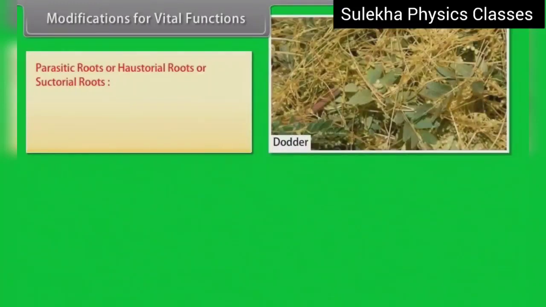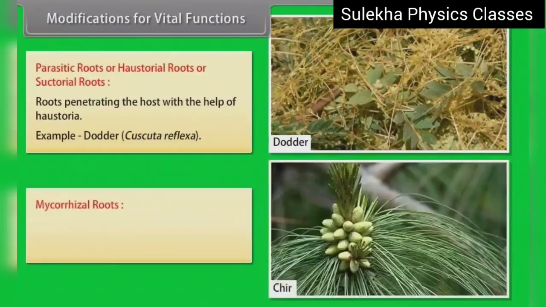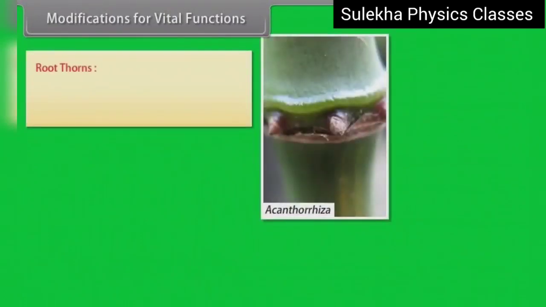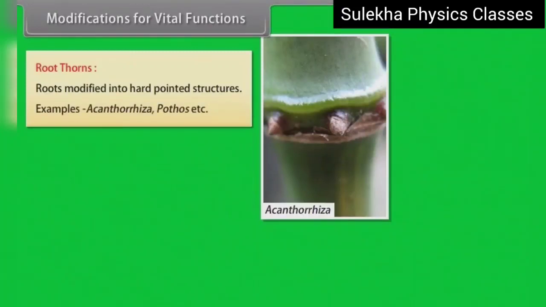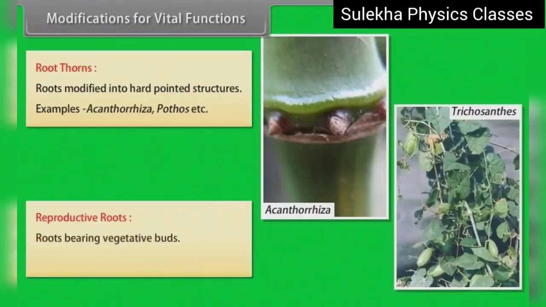Parasitic roots or haustorial roots or suctorial roots: roots penetrating the host with the help of haustoria. Example, dodder. Mycorrhizal roots: roots associated with fungi. Examples, pine, birch, etc. Root thorns: roots modified into hard-pointed structures. Examples, Acanthorhiza, pothos, etc. Reproductive roots: roots bearing vegetative buds. Examples, Trichosanthes, Ipomoea, etc.